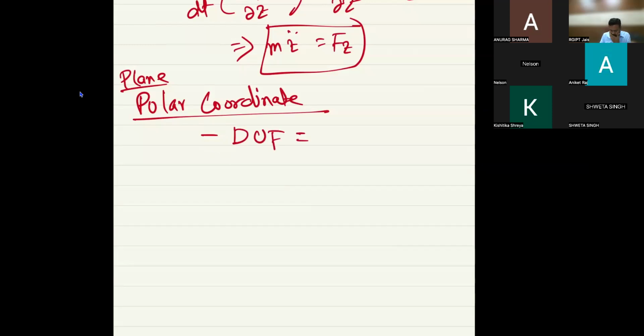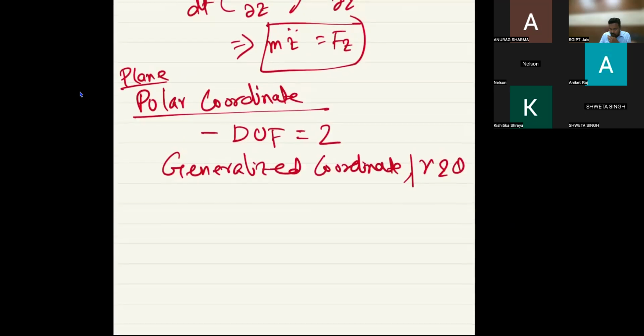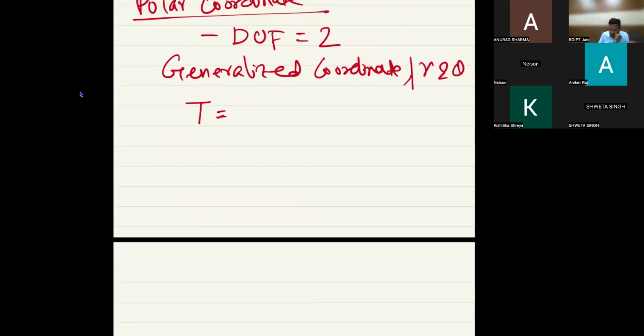Two, sir. And what are the generalized coordinates? r and theta. So you have to find this kinetic energy in terms of r and theta, right? You have to express the kinetic energy and potential energy in terms of the generalized coordinates. So how will you find this expression of T in the form of r and theta?